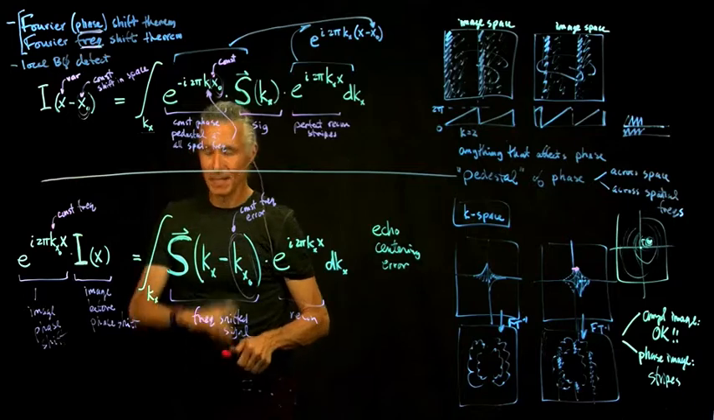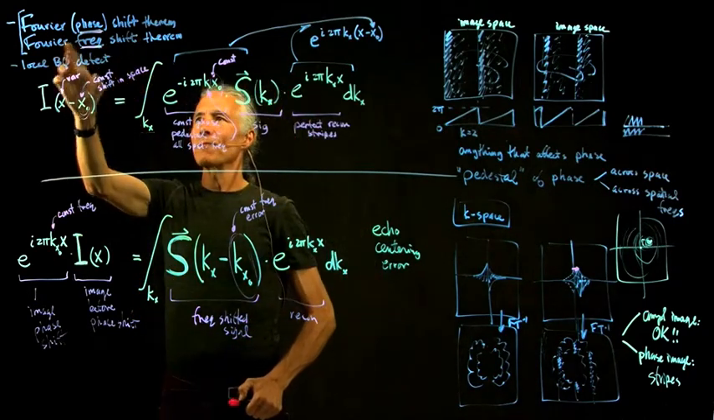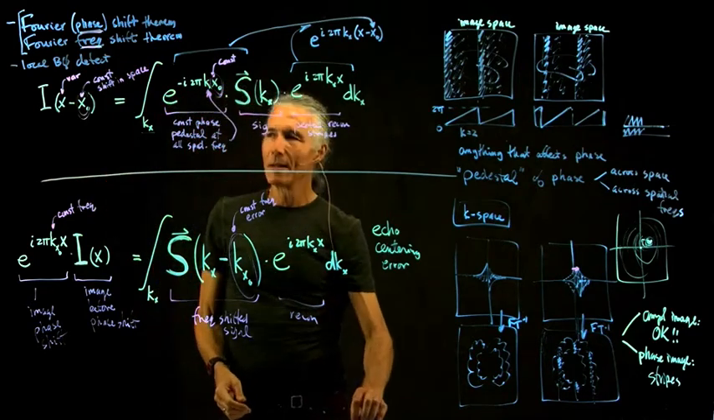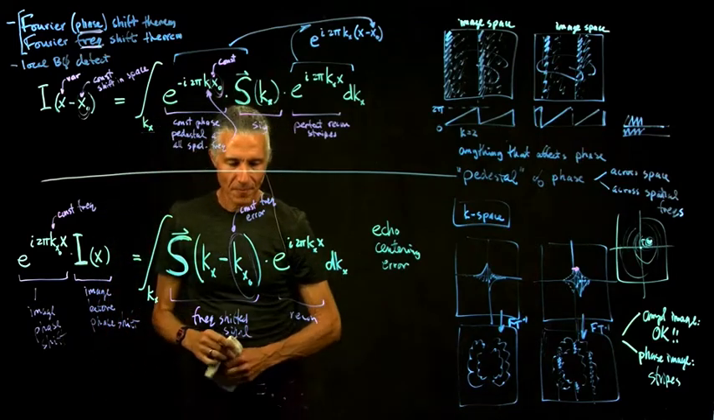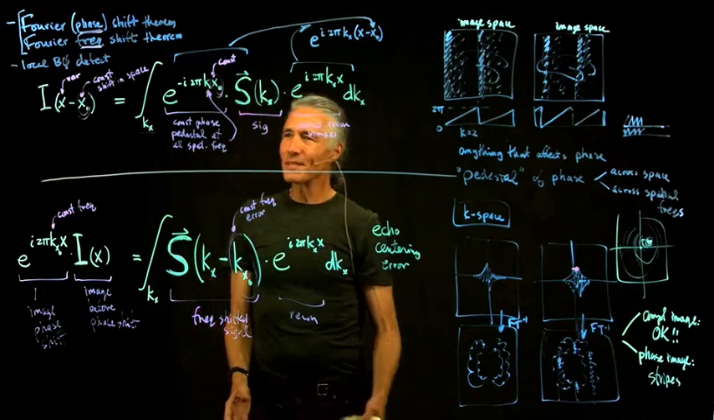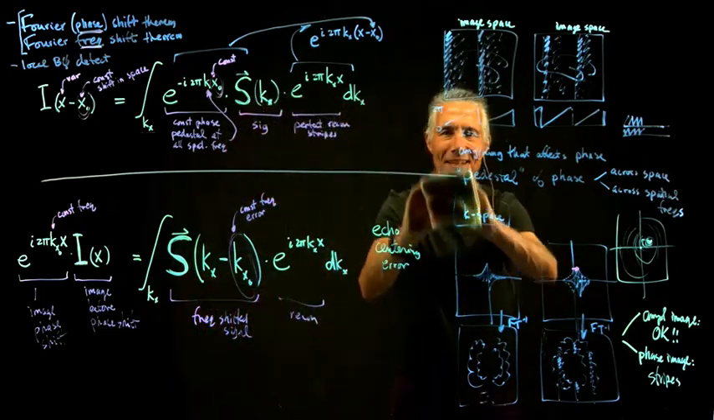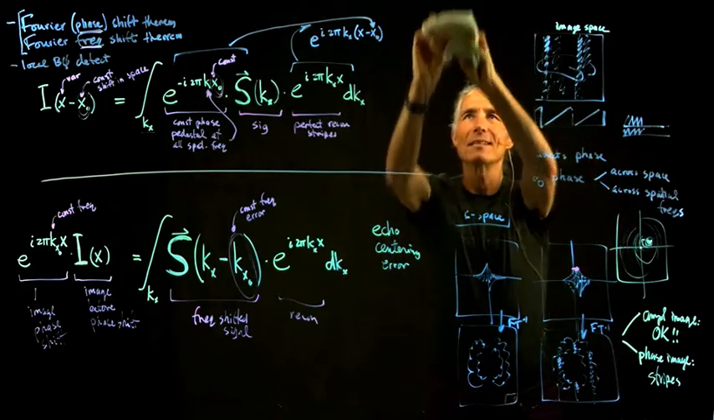Okay, so that's the Fourier phase shift theorem, Fourier frequency shift theorem. And if you read an MRI textbook, you'll always go over this. So what causes the B0 defect? This doesn't cause the B0 defect. What does? So let's erase and try to understand this.